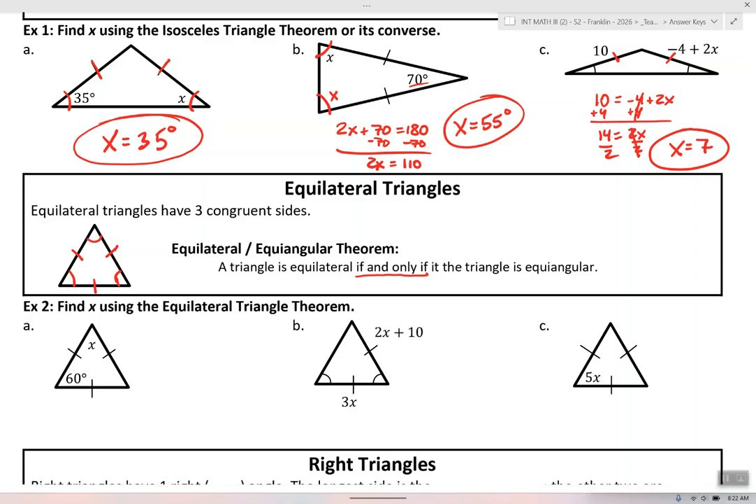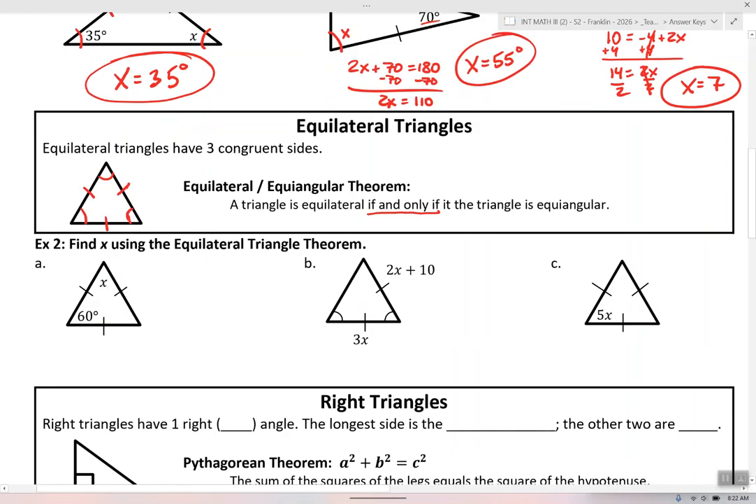So it's kind of like the isosceles theorem and its converse. These sort of go together. We have either a triangle has three congruent sides if the angles are congruent, or a triangle has three congruent angles because the sides are congruent. In either case, an equilateral triangle has three congruent sides and three congruent angles. So we're going to do the same thing we did before and find x here. Here we have an equilateral triangle, so we know all the angles are also the same.